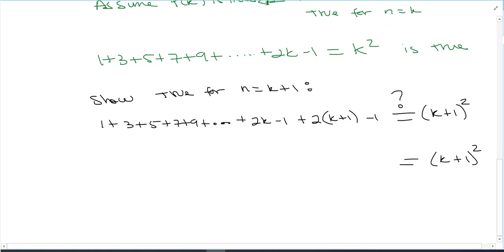Because we get to assume that it's true for k, right? Notice that we have this statement is true. Well, that statement shows up here. So I know that this is true. So this is equal to k squared based on my assumption.